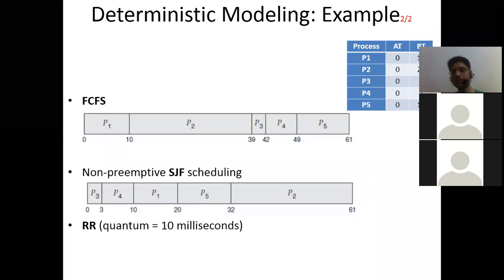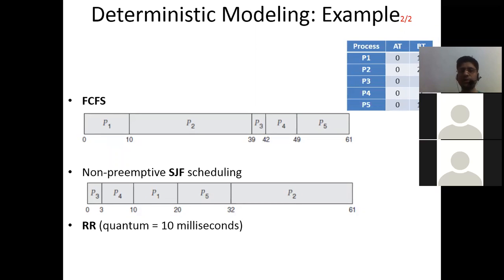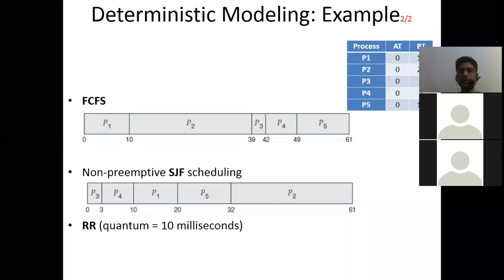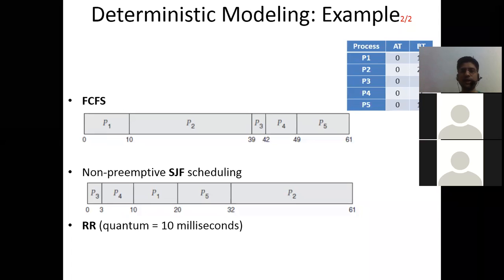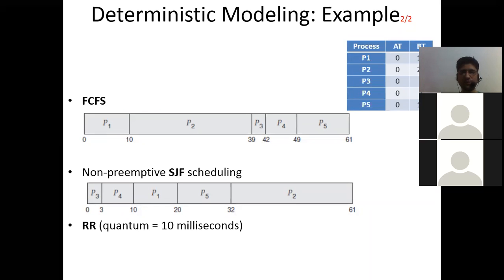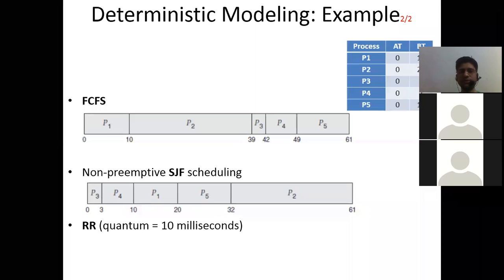Firstly, draw the Gantt chart. Without drawing the Gantt chart, you will not get the full marks in this numerical. So firstly, you have to draw the Gantt chart properly, right? Gantt chart is the backbone of these types of questions. If you are done with the Gantt chart, you can solve it very easily.